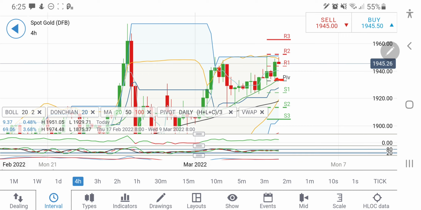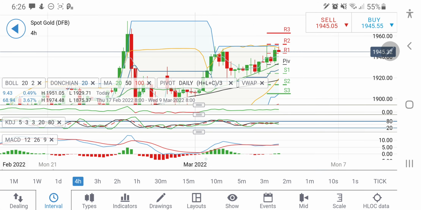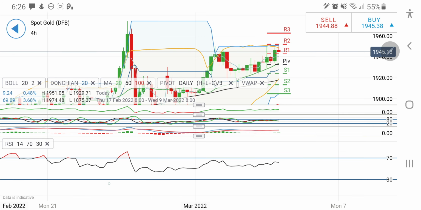Breaking this, only then can one expect it to drop towards 1930 and then towards 1925. These two levels are very strong support for the day. On the upside, there is a resistance here, 1951, and then 1960 will come into the picture. So till the time, one can remain long, and yes, it can bounce back again beyond these levels. So trade with caution. RSI and stochastic are comfortable, MACD lines running parallel.